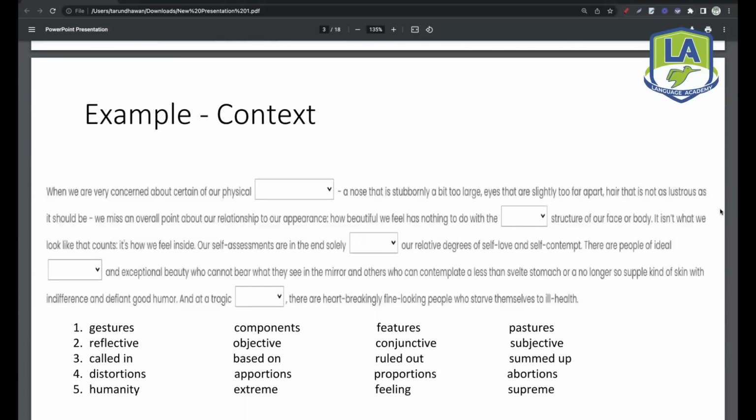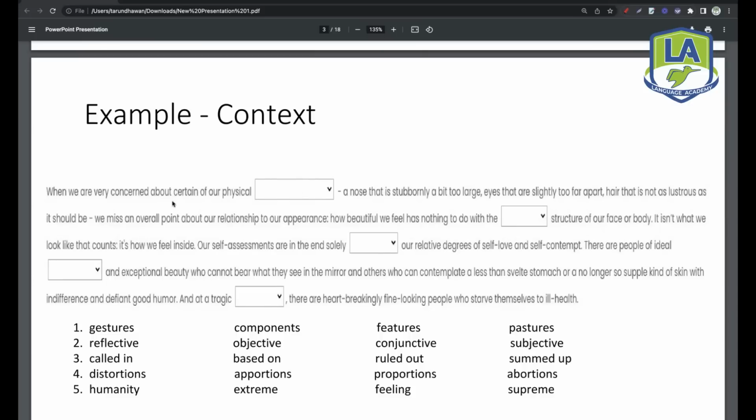So this is an example of a context-based question in which our answers are somewhere given as hints in the passage itself. For example, this says, "When we are very concerned about certain of our physical dash." Now, probably a student might stop here and start to look for the answer, which was our first rule: always read the sentence till the full stop.